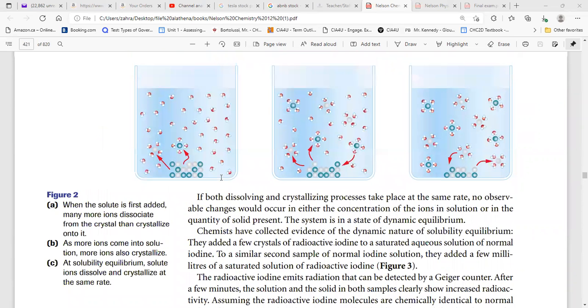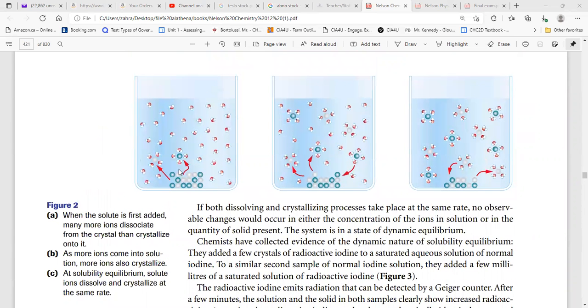So here's the solubility equilibrium. If you look at this picture, at the beginning you have some solid that turns into aqueous. As it goes, the solid turns to aqueous, and then the aqueous starts to turn into solid. As time goes on, the rate that solid turns to aqueous will be the same as the rate that aqueous turns to solid. At this picture, equilibrium is reached. The amount turning to solid is the same as the amount turning into aqueous.